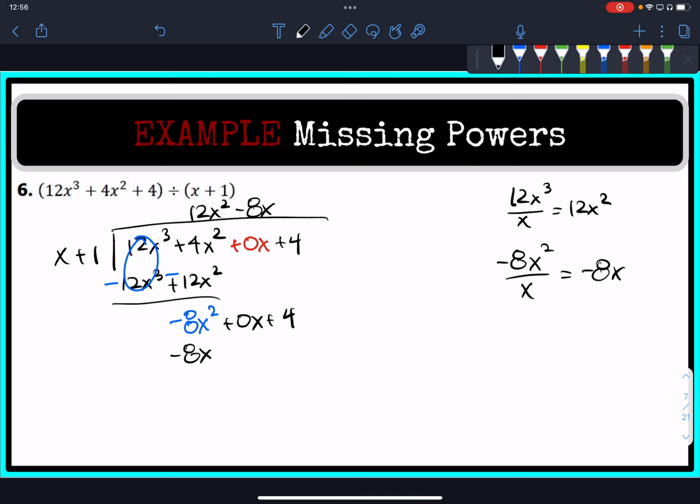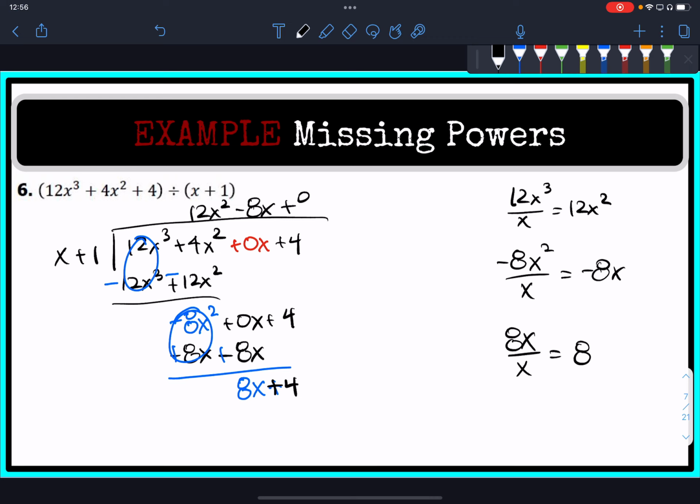Multiplying, and now switching our signs. This again adds up to 0. This is now 8x plus 4, bringing down the plus 4. We do this one more time, and 8x divided by x is 8. So 8x plus 8. Switch our signs. This is 0, and this is negative 4.